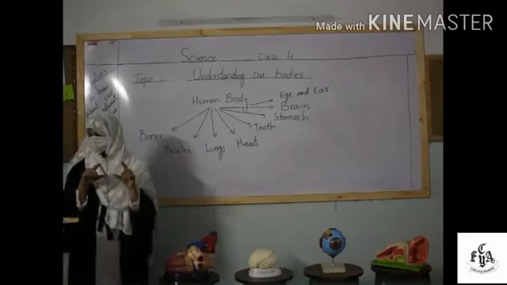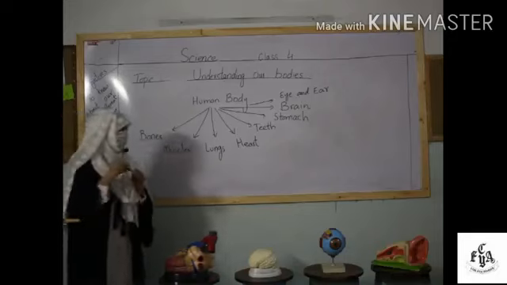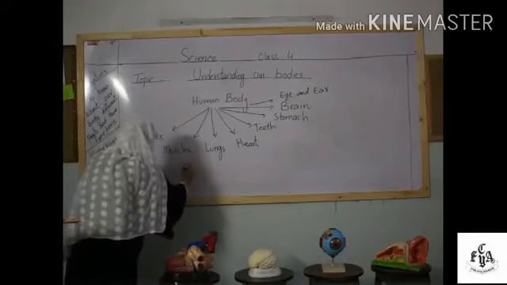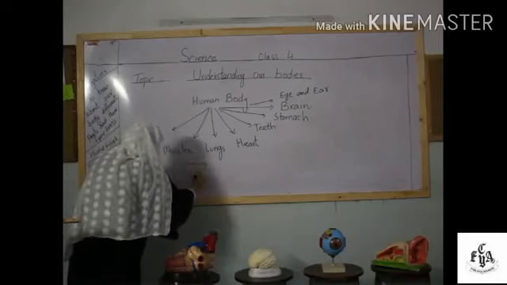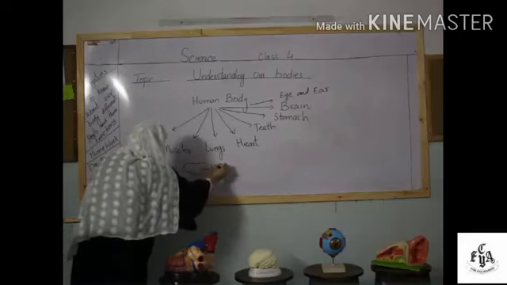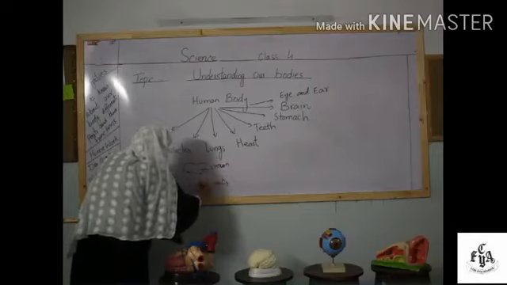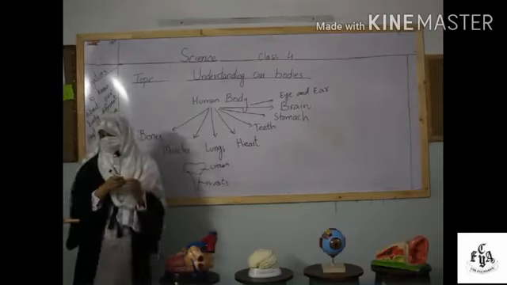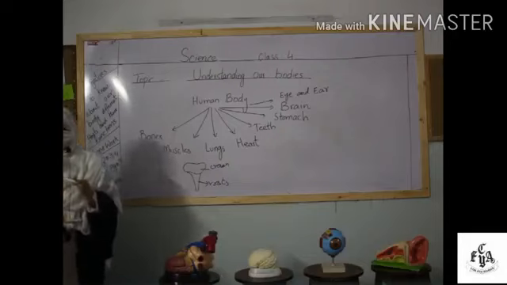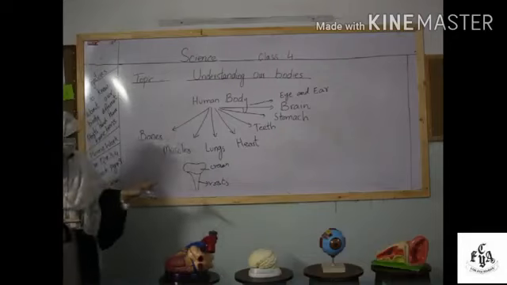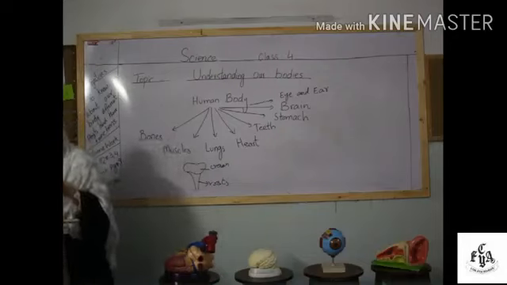The crown is the top part of the tooth, and another part is the root. The roots are inside the gum. It is connected or fixed in the gums with the help of these roots.